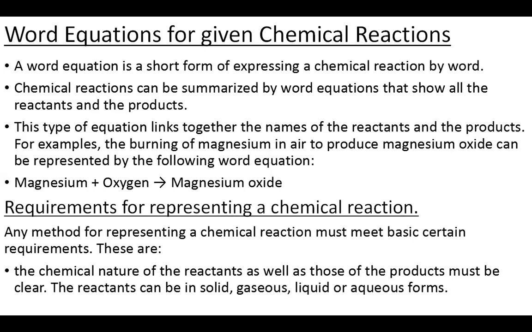For example, the burning of magnesium in air to produce magnesium oxide can be represented by the following word equation: magnesium plus oxygen gives magnesium oxide.